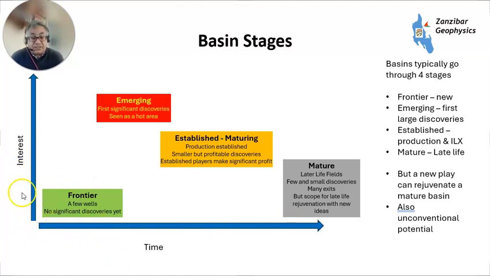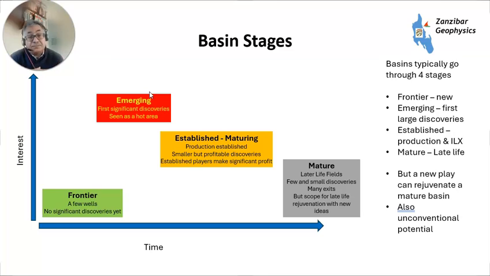So here's time on the x-axis and here's interest on the y. Initially you have a frontier. Very little exploration has been done to date, so far probably none of it has yet worked. People are sort of poo-pooing it, or maybe getting a little excited when they take analogs together. Eventually, someone finds something in some basins, not all, and it becomes emerging. You get first significant discoveries, it becomes seen as the hot area, the place to be.